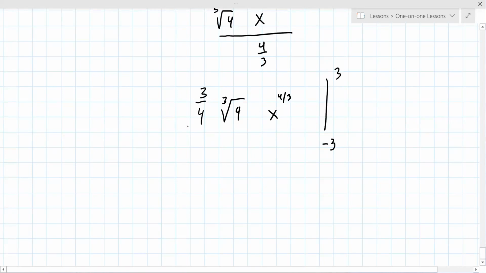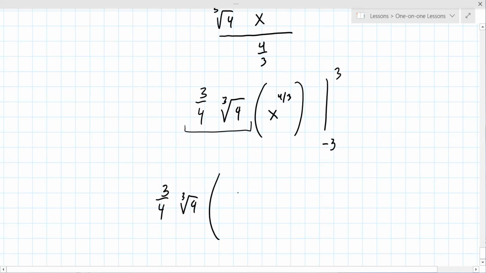All right, so all of this in front, these are just constants. We haven't done this yet, but the only thing you really need to evaluate is this right here at the endpoints. That just comes along for the ride. So it's 3/4 cube root of 4 times, and then we're going to put this number in, 3 to the 4/3 power minus 3 to the 4/3 power.